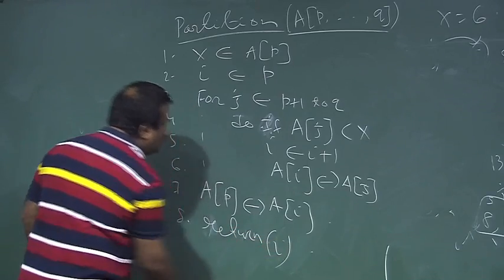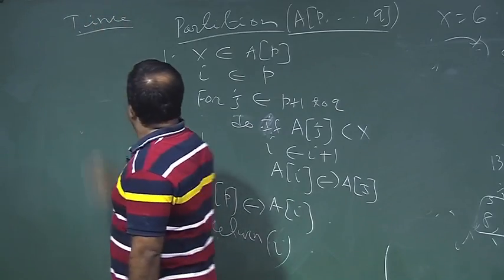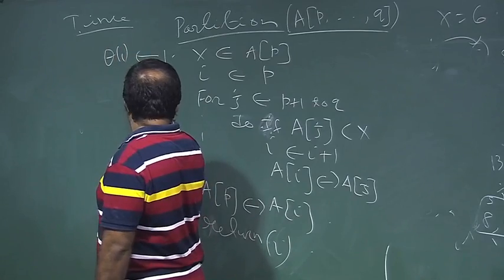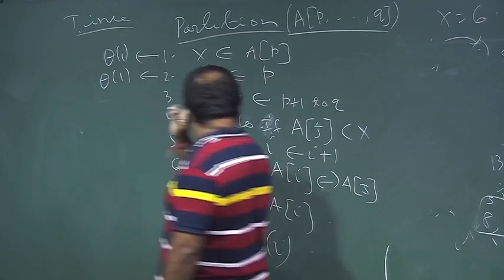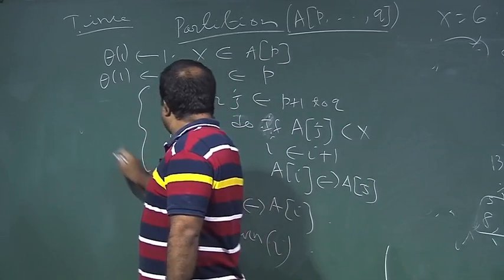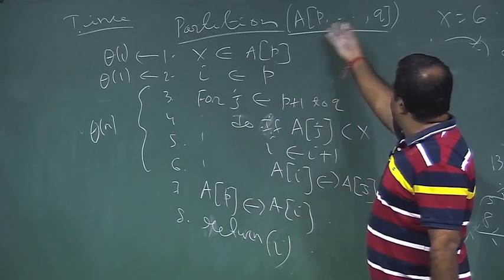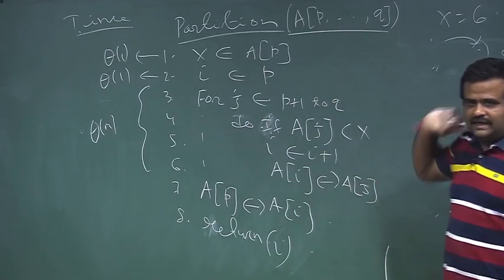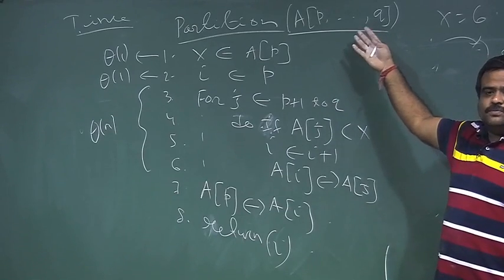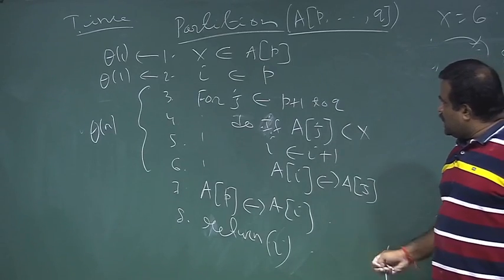Okay. Now, we want to find the time complexity for this. What is the time complexity for this? So, this will take constant time, this will also take constant time. Okay. Now, this is a loop in size n. Okay, because we are assuming the size of this array is n, q minus p is n. If we have an input of size n, then what is the time complexity? So, now this is n.